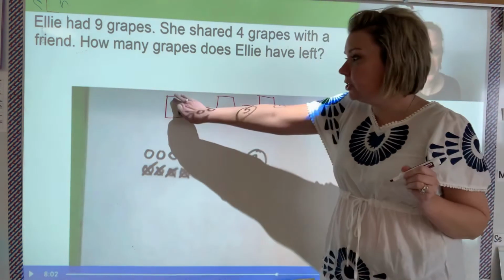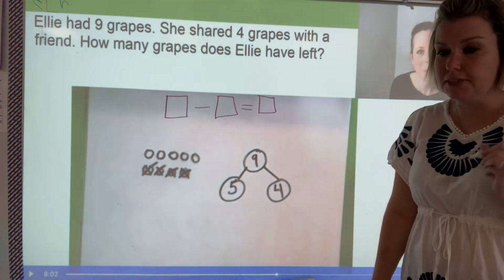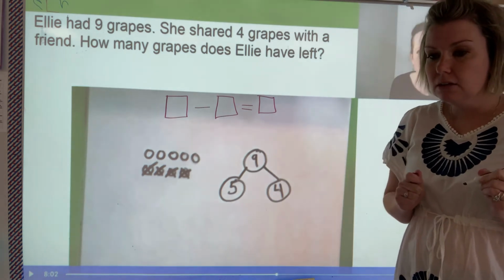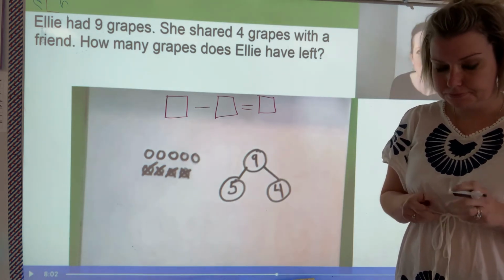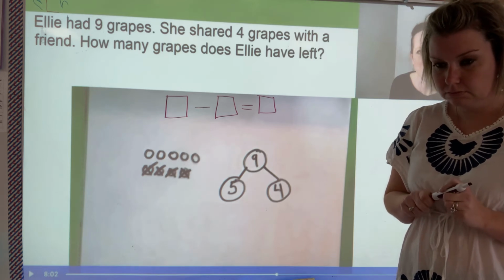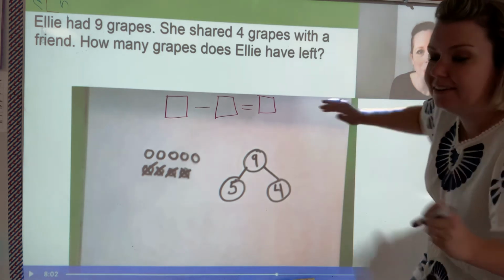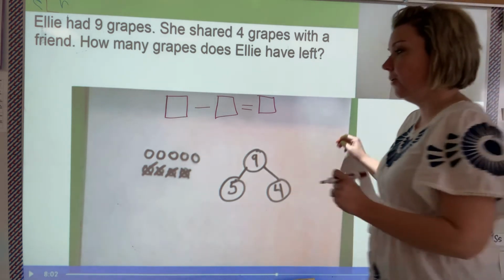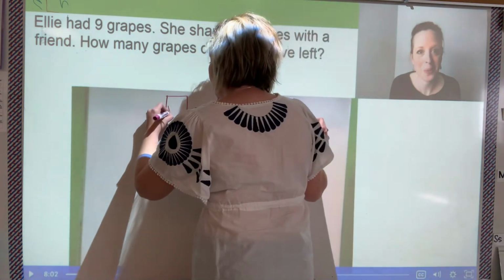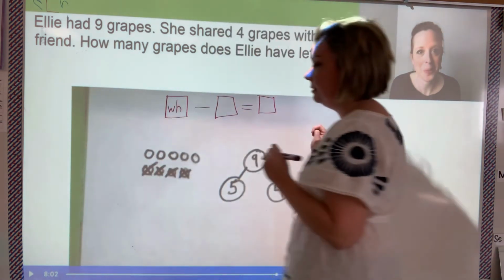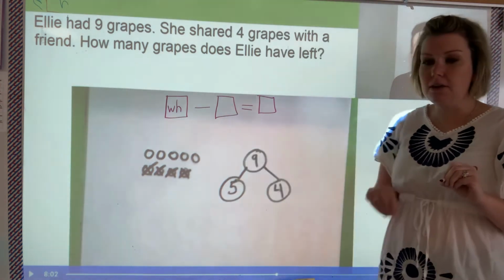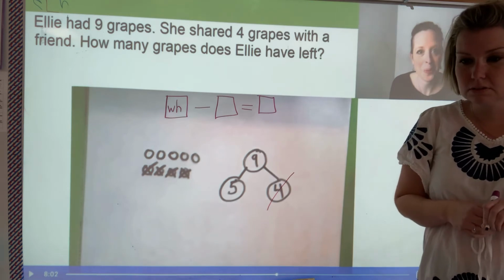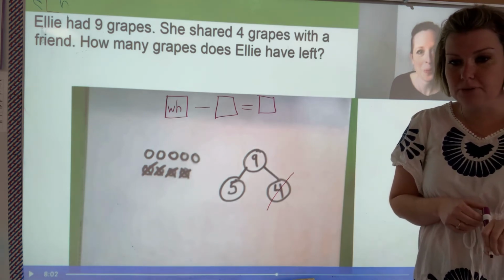What goes in my first box in front of the minus or takeaway sign? 9. Don't tell me the number. Tell me what it's called. The whole. So the whole is going to go here. What's going to go after the whole? I want someone to help me.